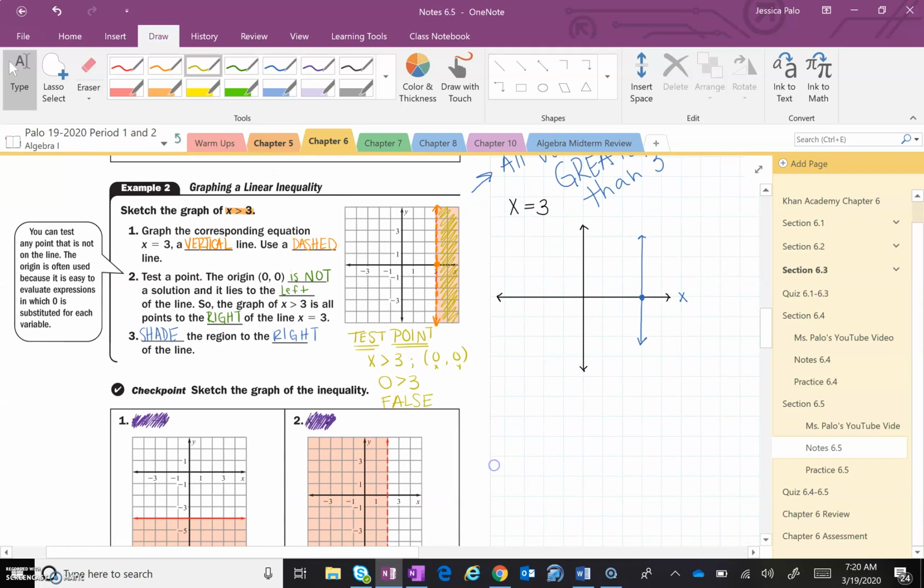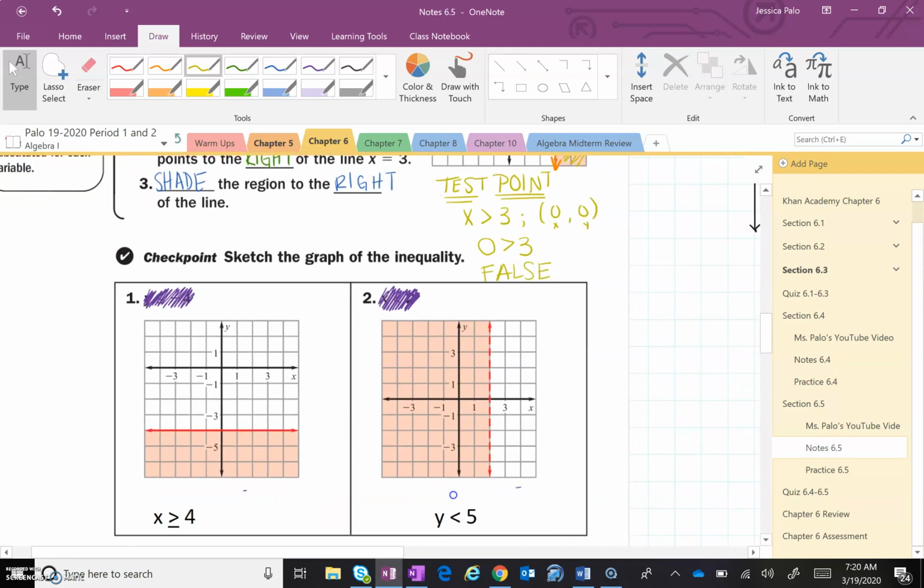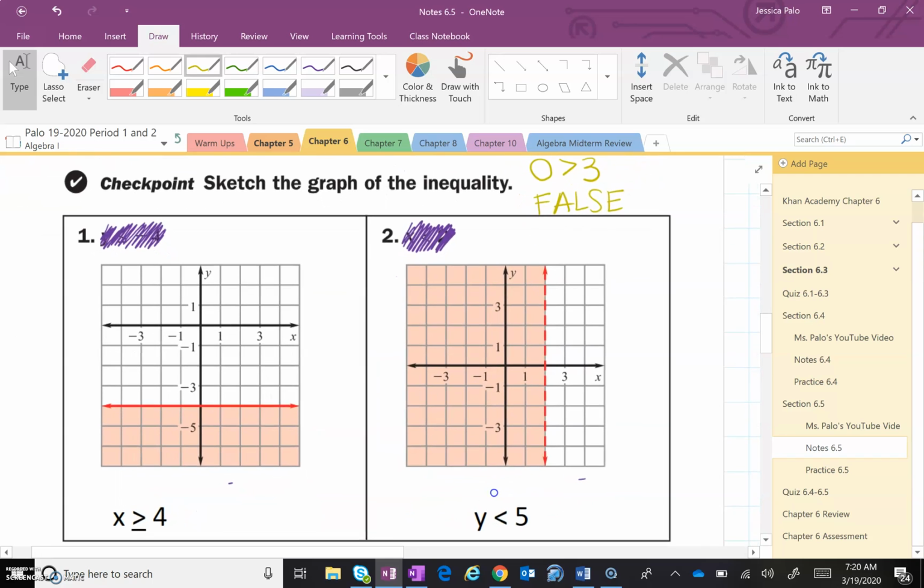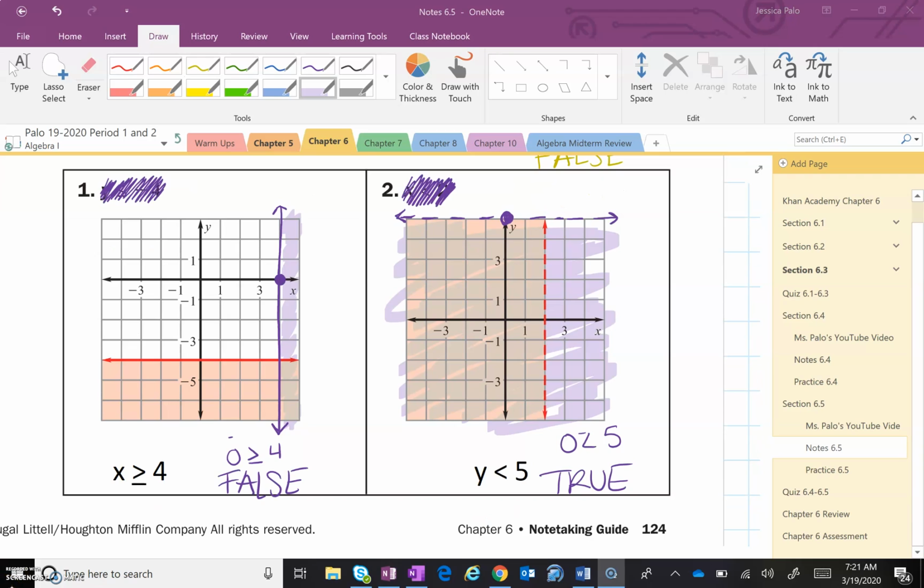Let's come down here and do some checkpoint problems. The original checkpoints are already done for you, so I gave you 2 new ones to try on your own. Try out that test point. Pause. Come back when you're finished. Here are your answers. So the first one, x is greater than or equal to 4. In your head, you know this is x is equal to 4, and this is a vertical line. The greater than or equal to sign tells us it's going to be solid.